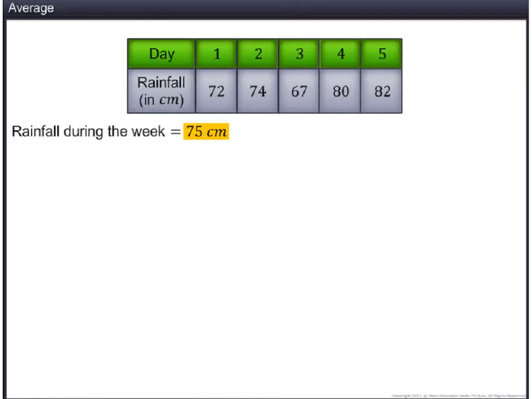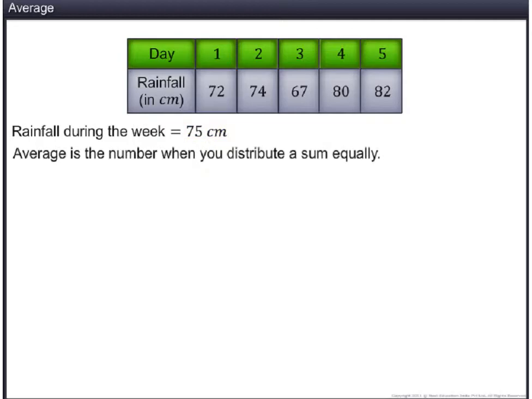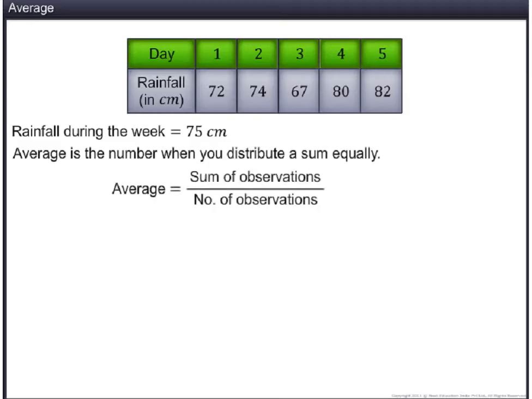In maths, this number is referred to as the average. Average is the number you get when you distribute a sum equally. To find the average, add the individual observations and then divide the sum by the number of observations.